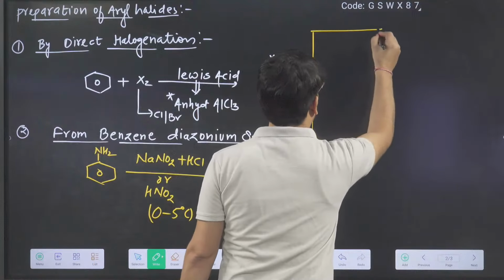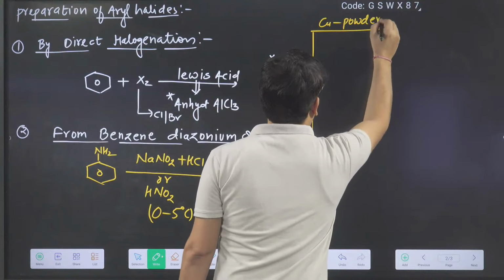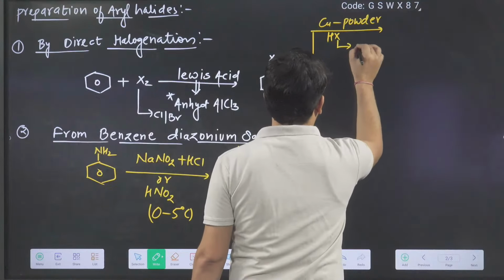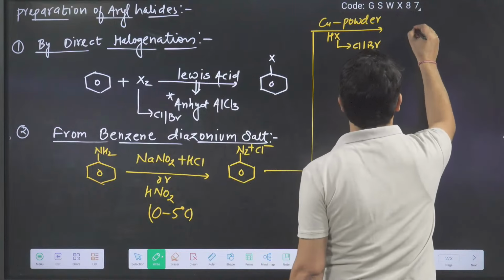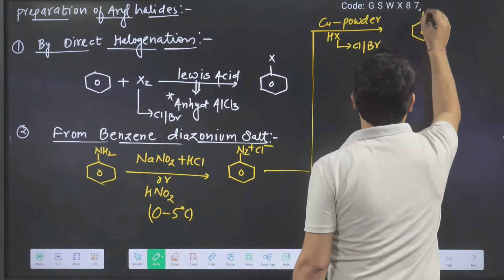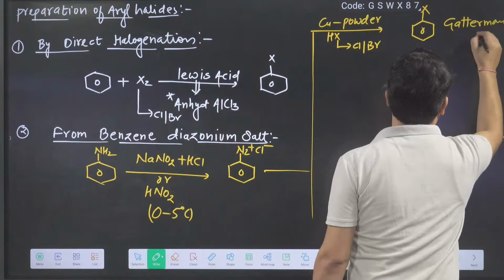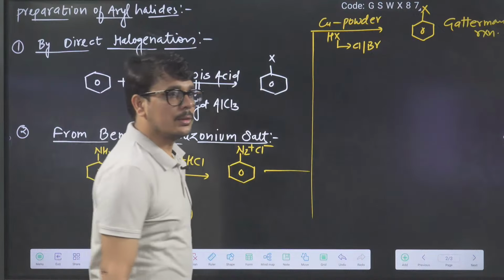First one, if I use here copper powder along with HX, where X may be either chlorine or bromine, then here you will get one of the products, and this reaction is named the Gattermann reaction.